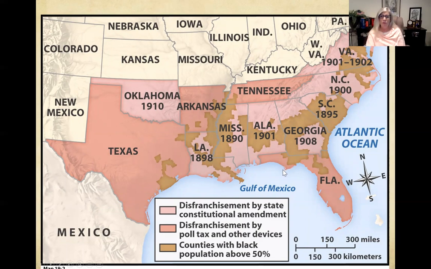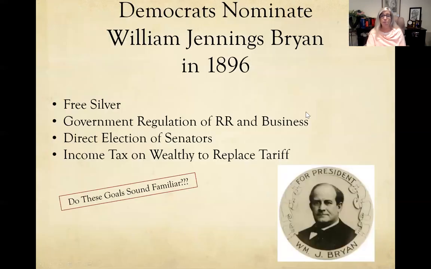So you have white Southern voters firmly in control of the political system in these states. So 1896 rolls around, and the Democrats are going to nominate a new candidate, and his name is going to be William Jennings Bryan. And he is a name that you definitely need to be familiar with. He's never going to become president, but he's going to run multiple times, and he's going to lose every time.